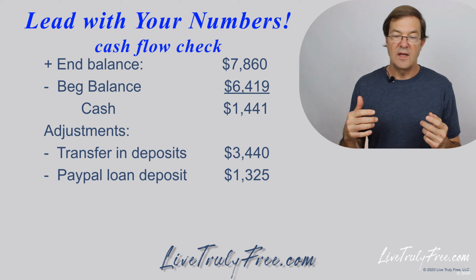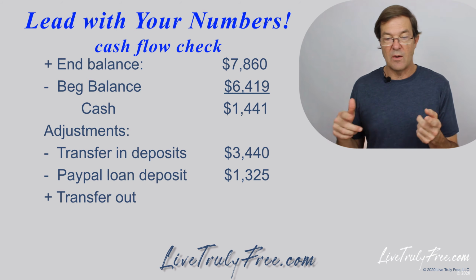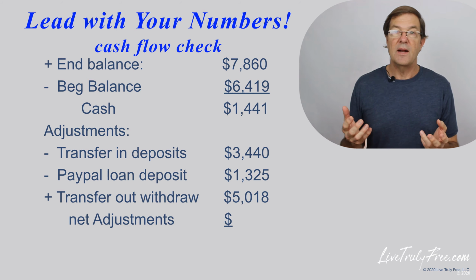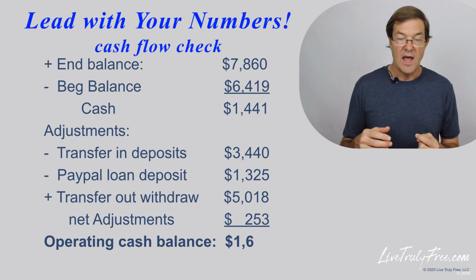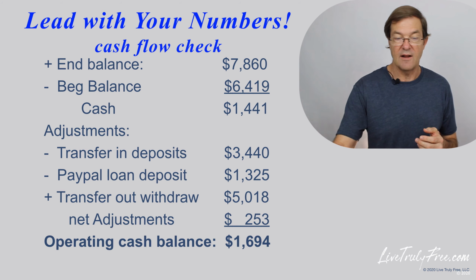And then I have the other transfers that were withdrawals. So I'm adding those back in. My net adjustments are $253. My operating cash balance is $1,694.